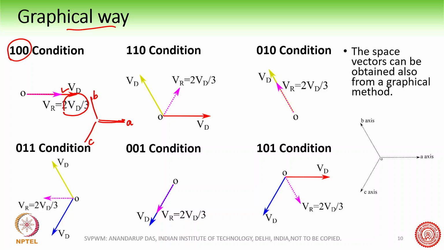Similarly, you can take any other combination. Say you take 0 1 0. 0 1 0 means the A phase has no contribution, the C phase has no contribution, but the B phase has a contribution of VD. Therefore the resultant space vector is along the B axis, as shown here.